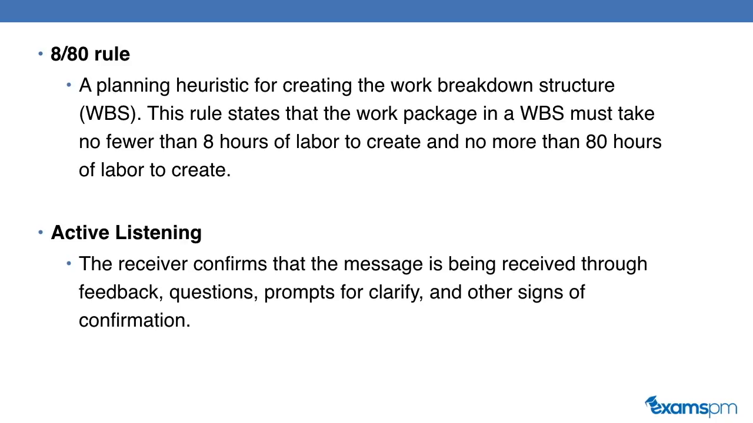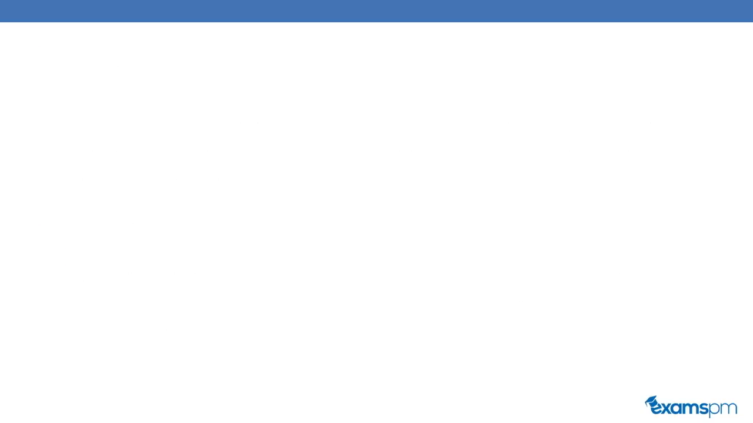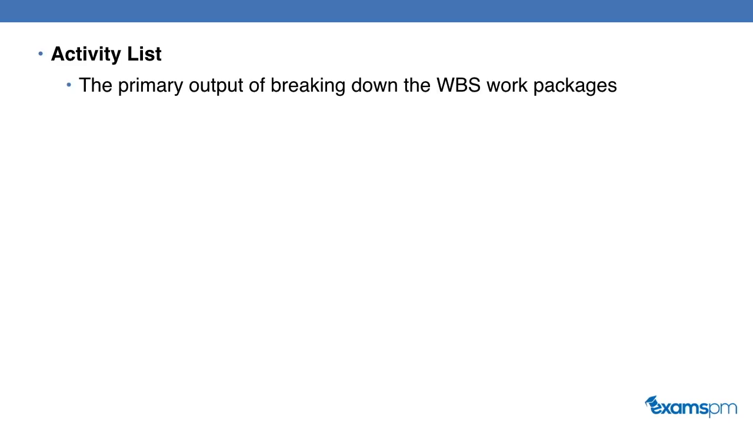Active listening. The receiver confirms that the message is being received through feedback, questions, prompts for clarification, and other signs of confirmation. Activity list is the primary output of breaking down the work breakdown structure's work packages. So once you decompose the work packages into activities and make them into a list, you have your activity list.